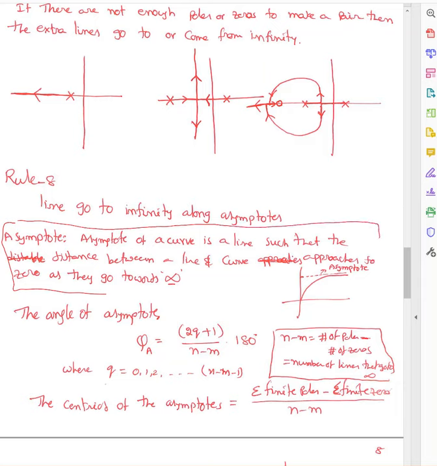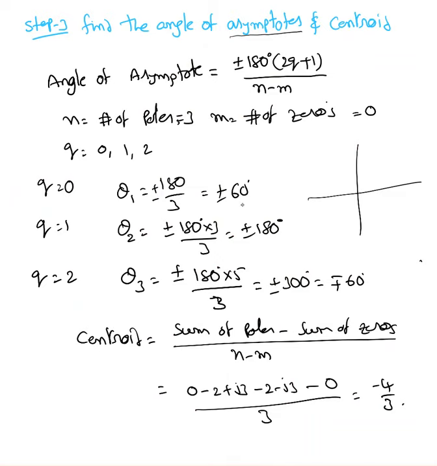Asymptote is always related to another line, mostly a curve. An asymptote of a curve is a line such that the distance between the line and curve approaches 0 as they go towards infinity. So here we have three asymptotes. One is going plus or minus 60 degrees, plus or minus 180 degrees, minus plus 60 degrees. And the centroid is nothing but the point they are going through in our graph. That is nothing but minus 4/3.